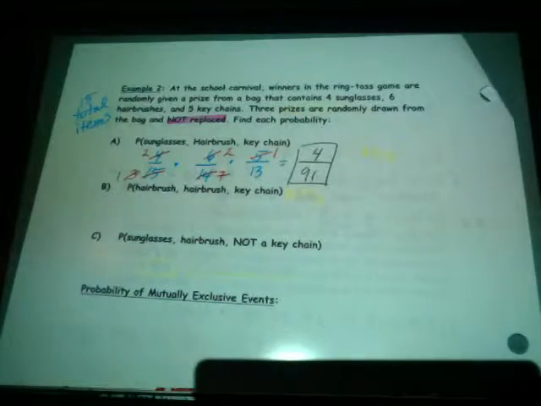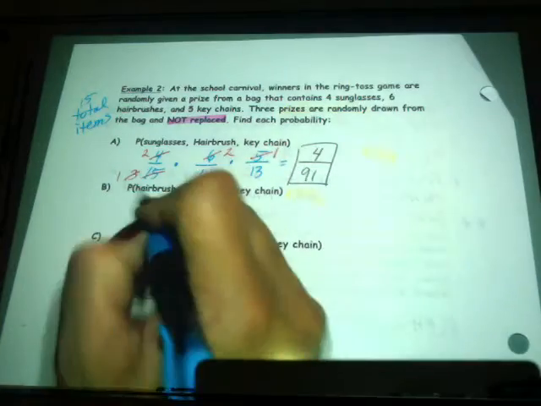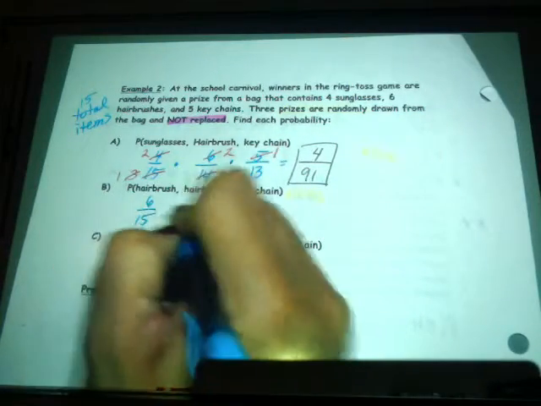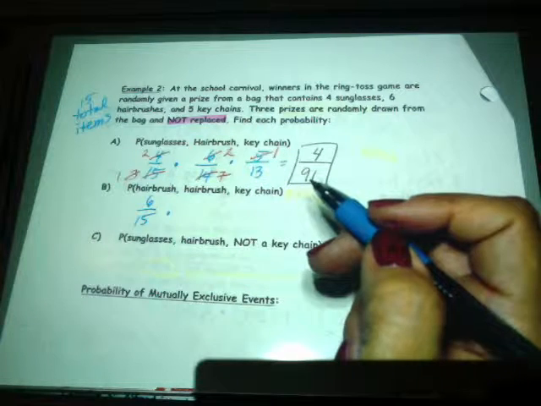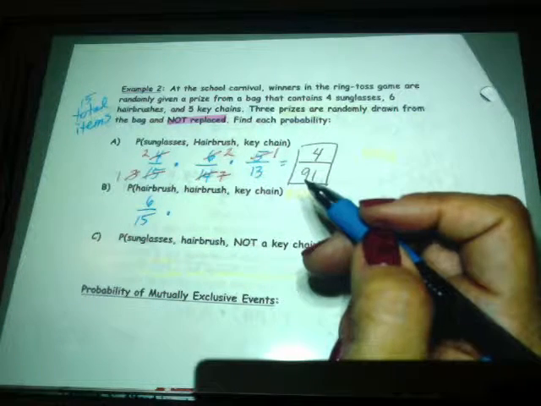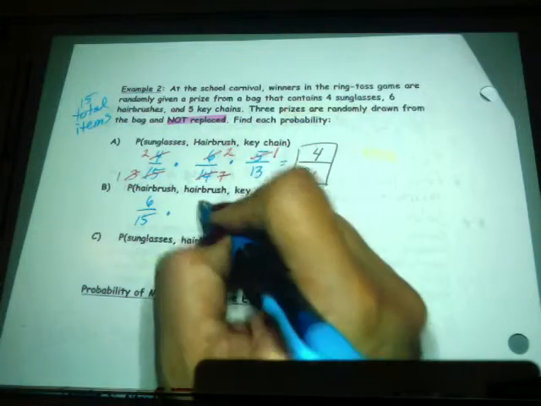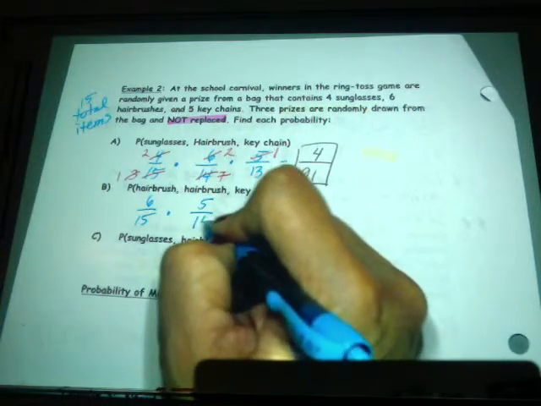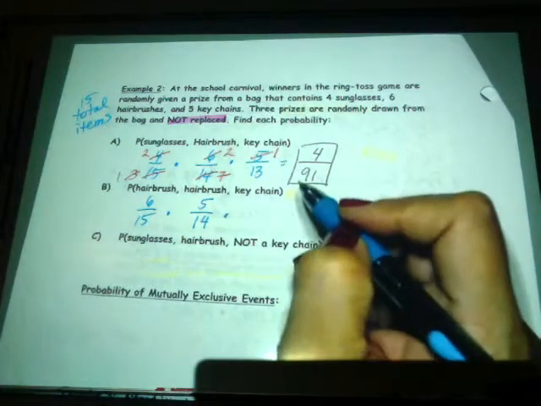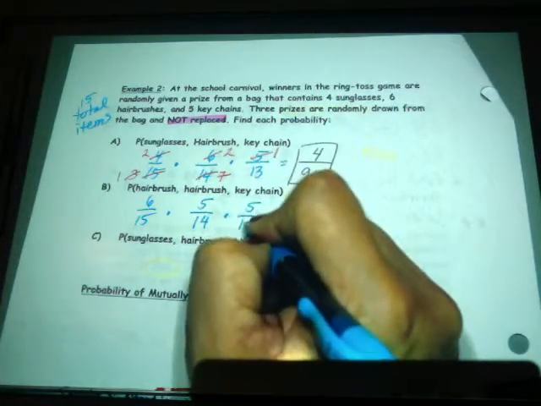What's the probability of selecting a hairbrush? 6 hairbrushes out of 15 total items. So I give a hairbrush away. I want to pick a second hairbrush. How many hairbrushes are now in the bag? Because I gave one away, so instead of 6, there's now 5 hairbrushes, right? And how many items in the bag? 14. Then how many keychains? 5 keychains out of 13.